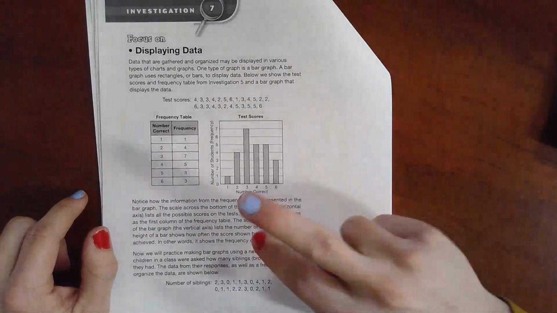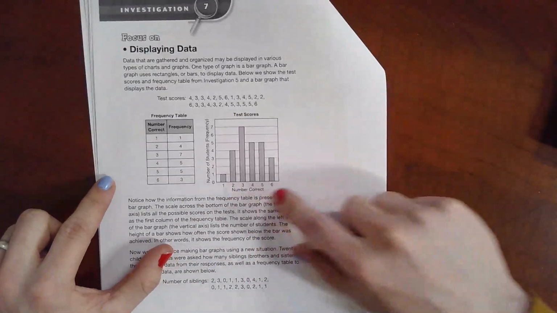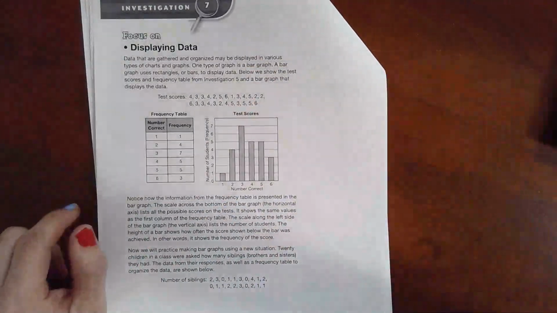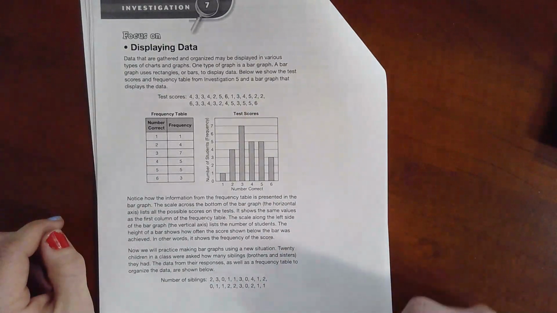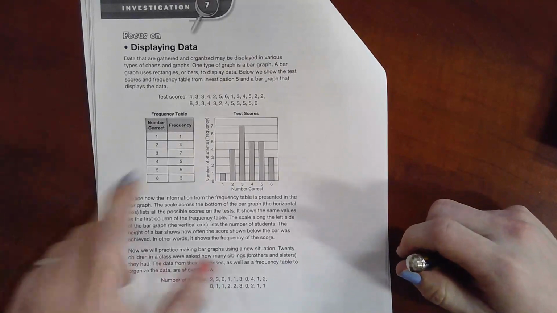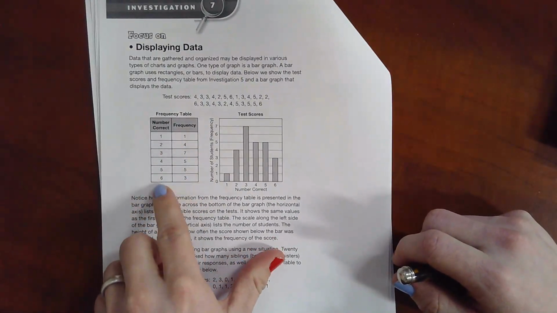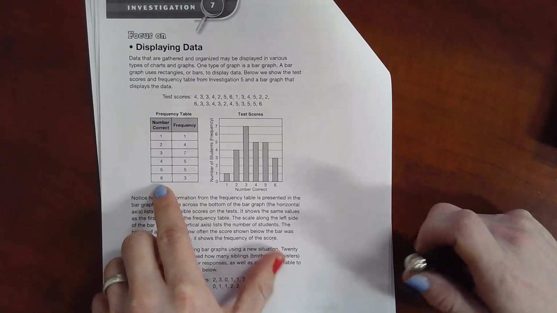You could do this the reverse way too. You could have number of students here and the number correct here. It would of course change it up a little bit, but it would still work. But since we have number correct here and frequency, how many students got that amount correct? 3 of them got 6 correct.